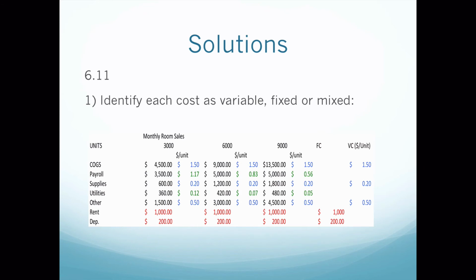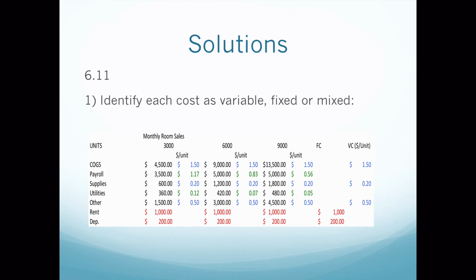Okay, so now I have another comprehensive problem. The first thing I'm going to tell you is that we only use the middle column to identify the types of costs. So when we go to the next slide, you're going to see that I actually remove that column because I no longer need it for my calculations, because we're only using the high month and low month.